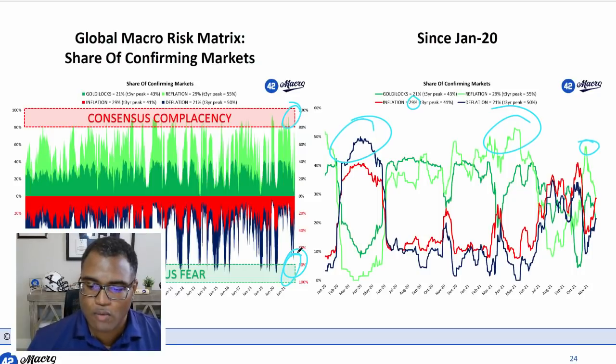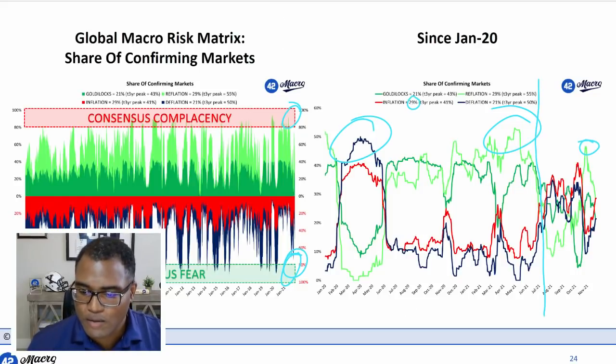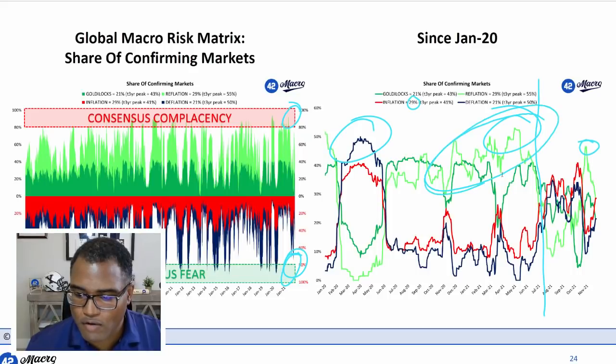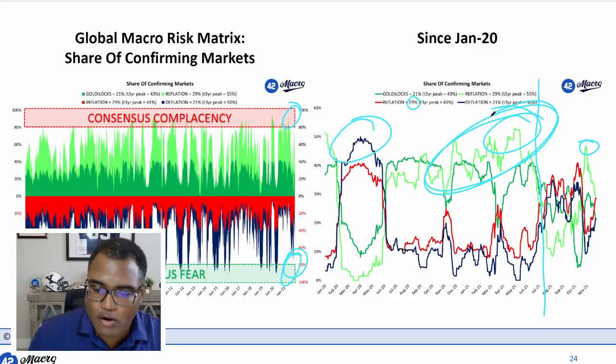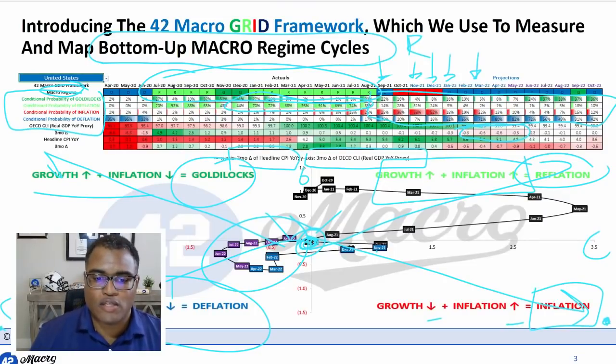positioning. And so one thing that you can call out, and this goes back to our bottom up macro regime process, going back to the grids. As you can see, this reflation was so powerful and so obvious. And part of the reason of it being so powerful and so obvious was because the conditional probabilities in the economy were so powerful and so obvious.